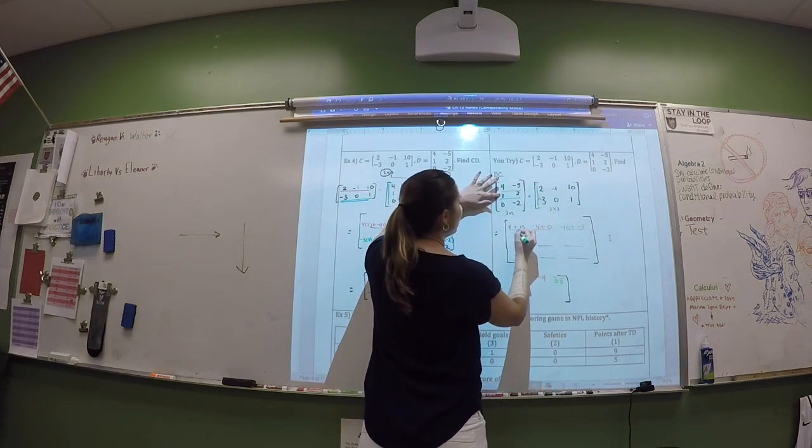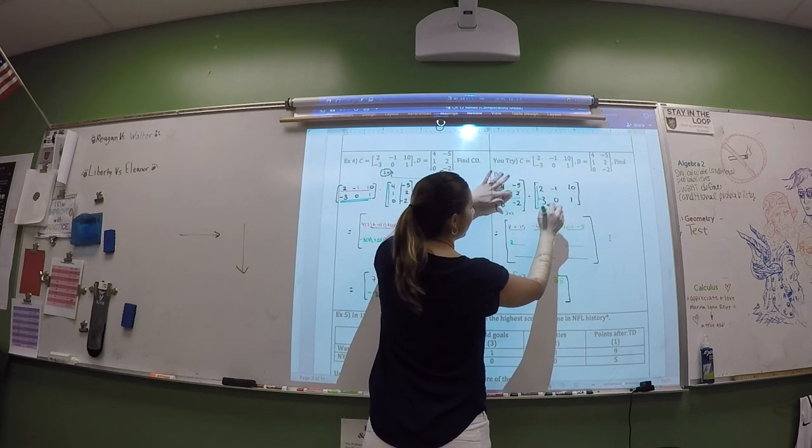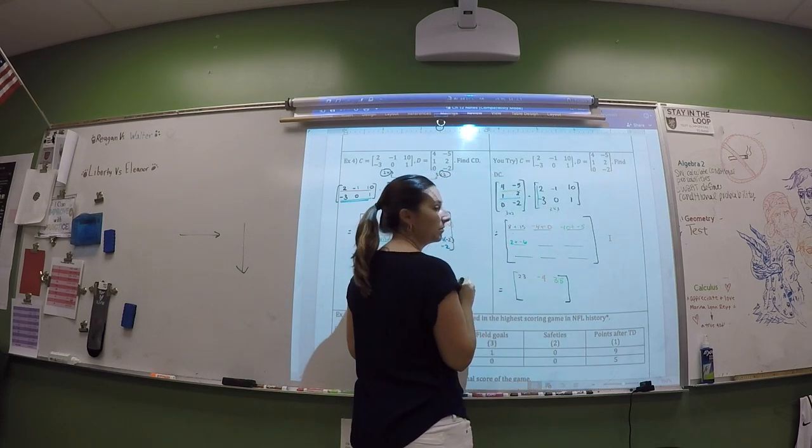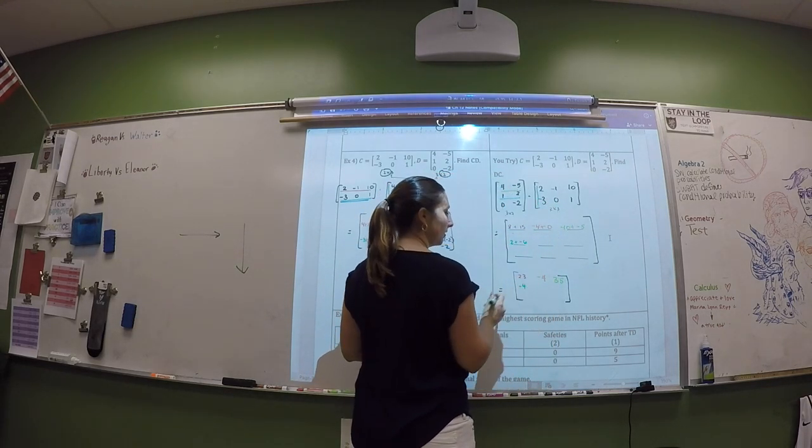1 times 2 is 2. 2 times negative 3 is negative 6. Add them together, you get negative 4.